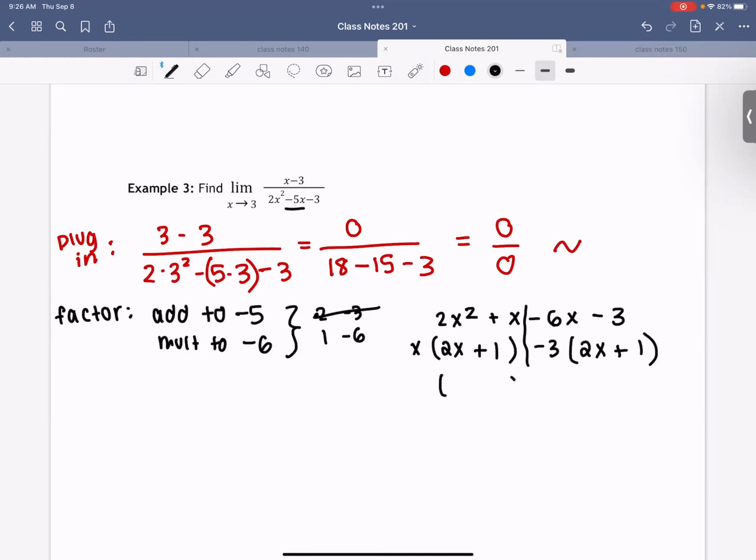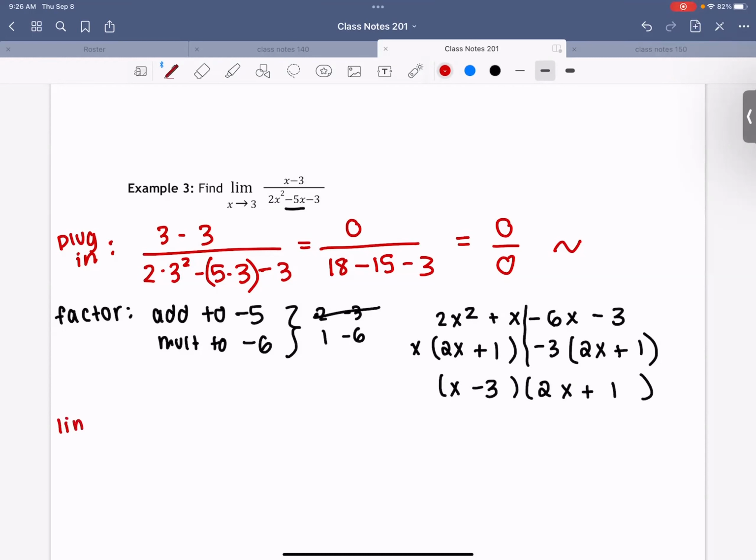So what are my two factors here? x - 3 and 2x + 1, perfect. So this is a more systematic way to factor funky quadratics. If you're fine with doing this in your head, go ahead and do that. Once we found our factor, let's go back to our limit, okay?